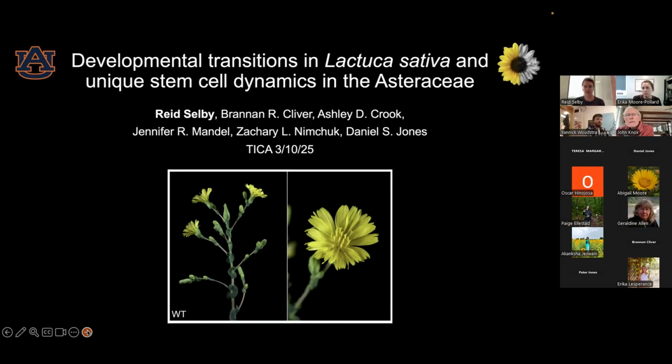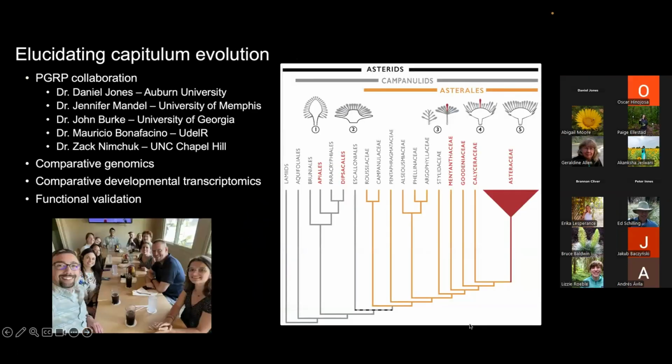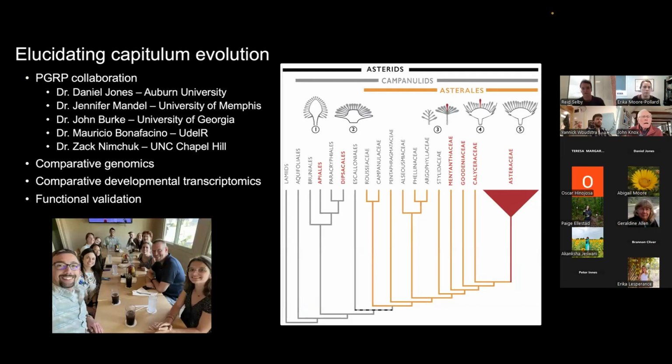To give you some initial context to our work, I'm part of a larger group of researchers spanning a few different labs. We have our lab led by Daniel Jones here at Auburn University, Dr. Jennifer Mandel at the University of Memphis, John Burke at UGA, and then we do some collaborations too with Mauricio Bonifacino as well as Zach Nimchuk's group at UNC Chapel Hill.